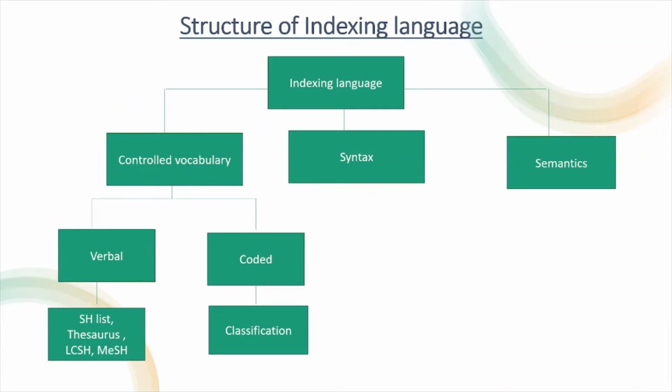Structure of indexing language. There are three parts in indexing language. First is control vocabulary, second is syntax, and third is semantics. Control vocabulary is subdivided into two parts, that is verbal and coded. Verbal includes the CEA list of subject headings, thesaurus, Library of Congress Subject Headings, and Medical Subject Headings, and in the coded section we can include classification. It may be DDC or Colon Classification.